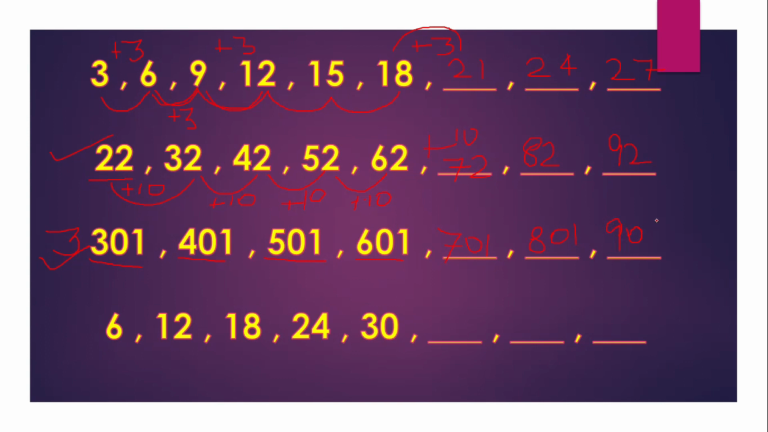Right. Or you can observe in this way also, that first digit is changing 3, 4, 5, 6, 7, 8 and 9, and other two digits remain the same. Or one more thing you observe is that we are adding 100 to the previous number to get the next number in the pattern. Now moving on to the last number pattern.